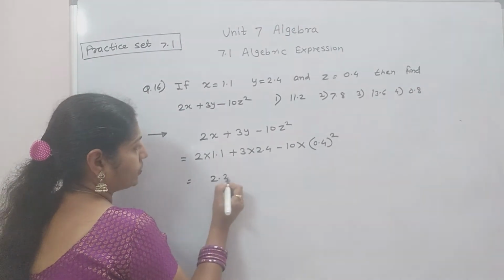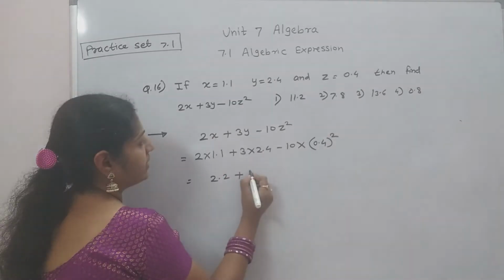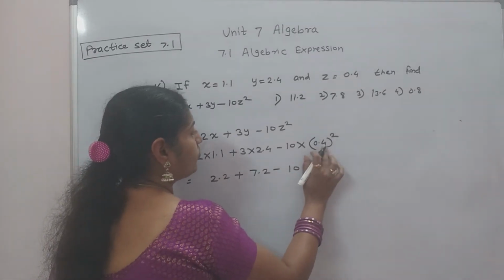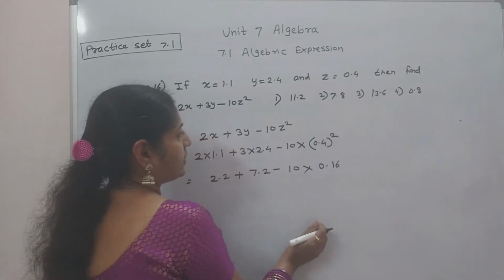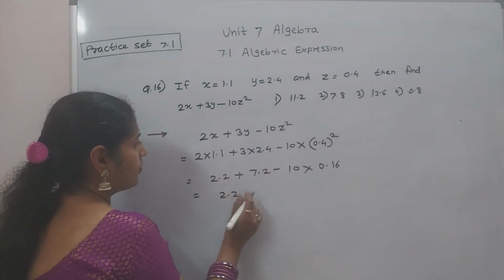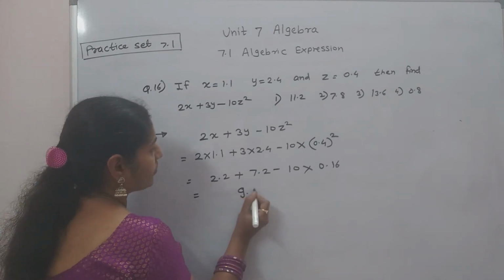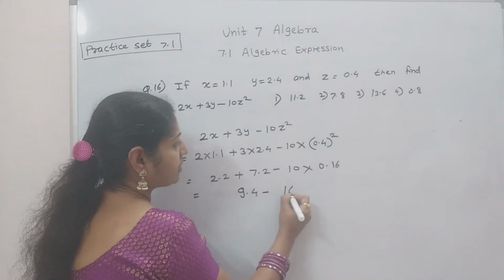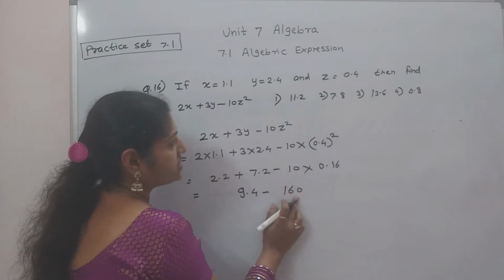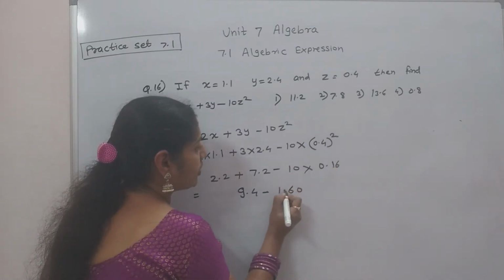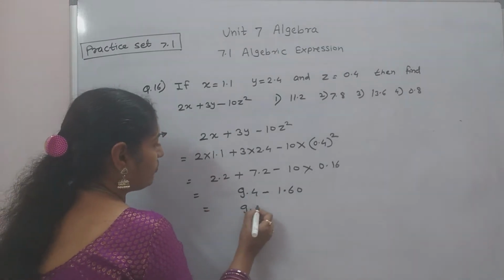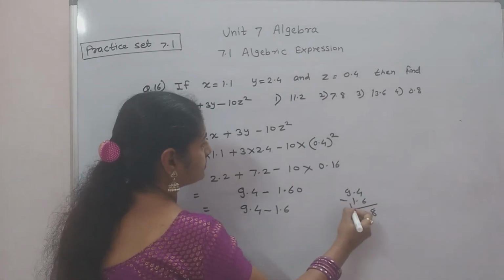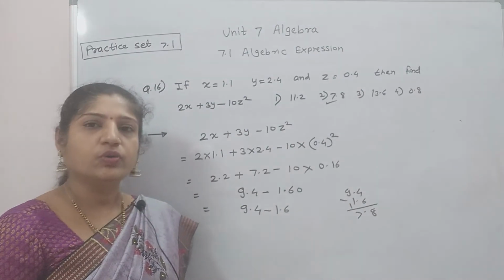1.1 into 2, 2.2, plus 24 into 3, 72, that is 7.2, 1 decimal place, minus 10 into 0.4 into 0.4, 0.16. 2.2 plus 7.2, that is 9.4, minus 10 into 0.16, 16 into 10, 160, 2 decimal places, that is 1.60, 1.6. 9.4 minus 1.6, 7.8, answer is option number 2.